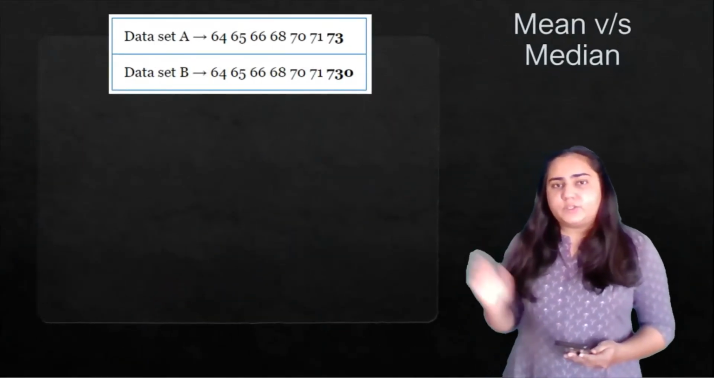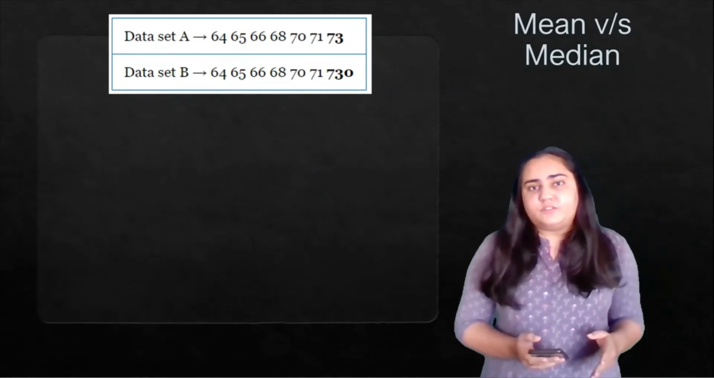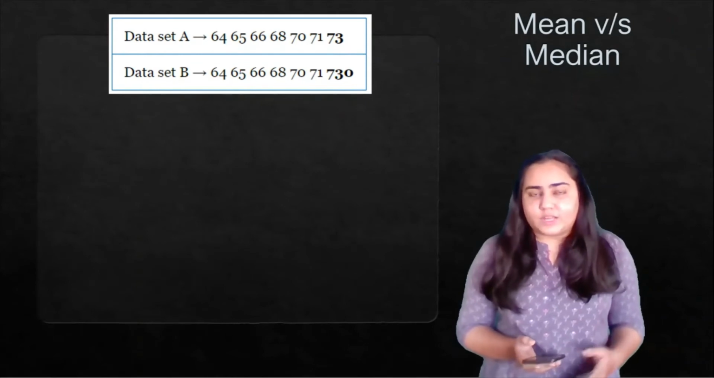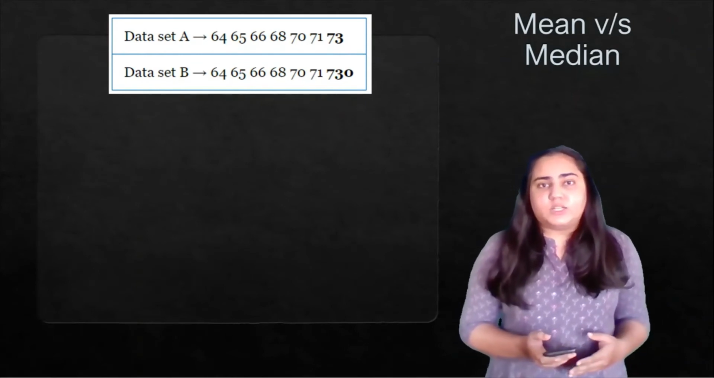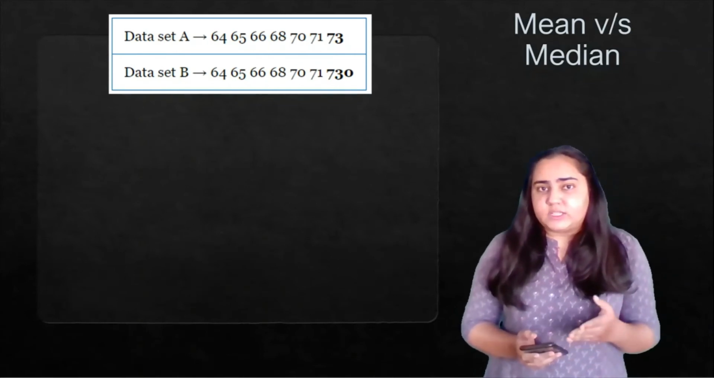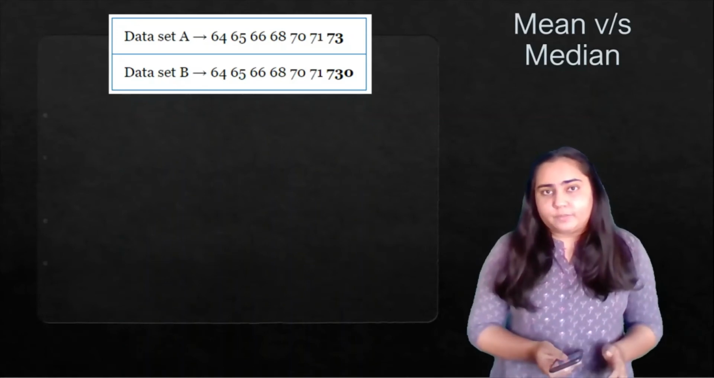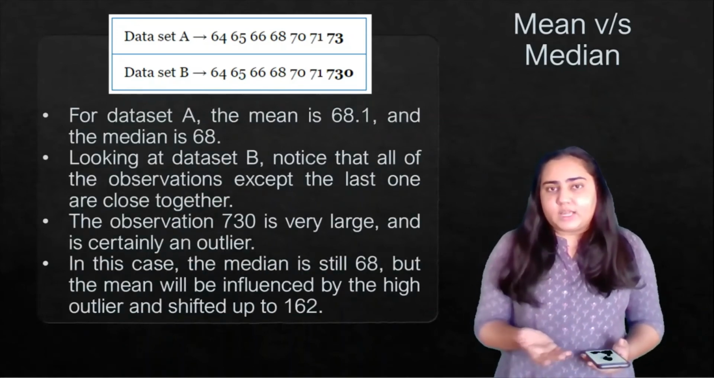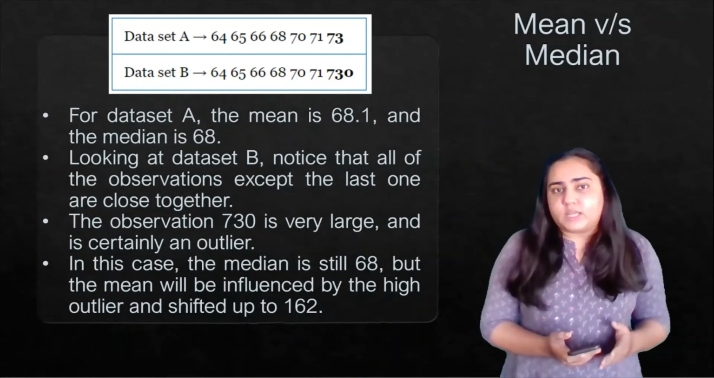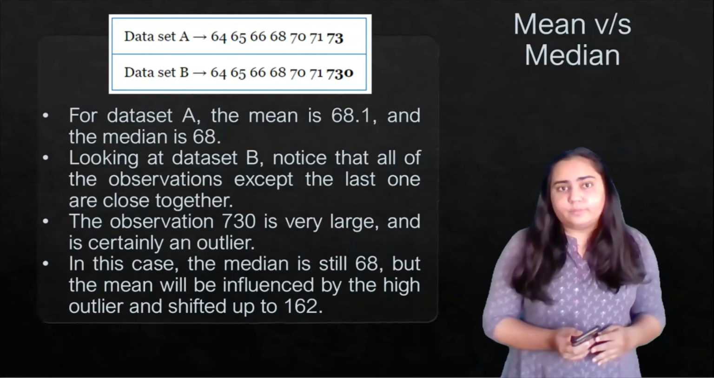So consider these two data sets. There's a data set A containing 64, 65, 66, 68, 70, 71, and 73. And there's a data set B which contains 64, 65, 66, 68, 70, 71, and it contains a really large value, 730. So for data set A, the mean is going to be 68.1 and the median is 68. You can verify this by calculating it on your own.